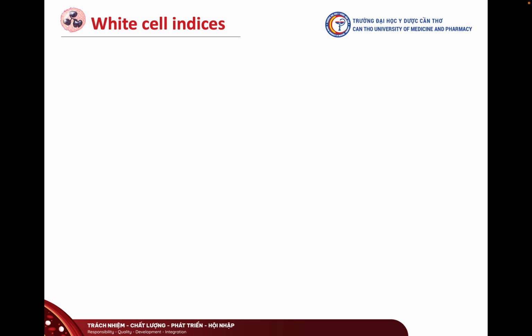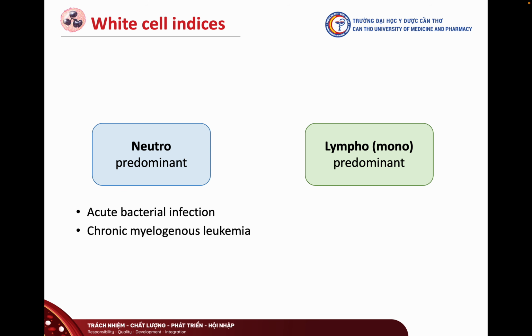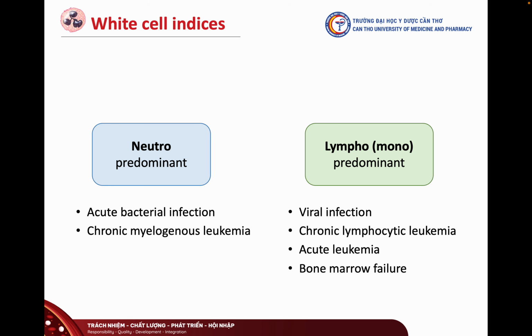Now, let's take a moment to talk about the leukocyte differential. Specifically, how we interpret a pattern of predominance in white blood cells. When neutrophils are predominant, it often points us toward acute bacterial infections or conditions like chronic myelogenous leukemia if our white blood cell count is increased. On the other hand, if we see the predominance of lymphocytes or monocytes, we should consider viral infection, chronic lymphocytic leukemia, or even bone marrow failure.